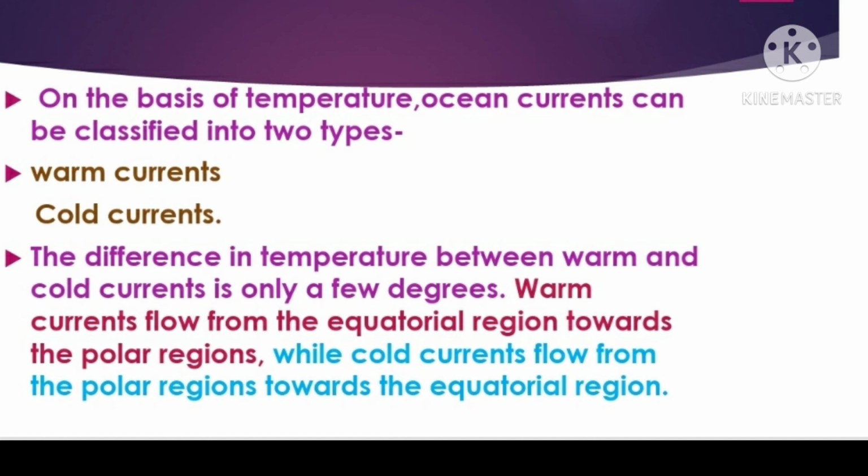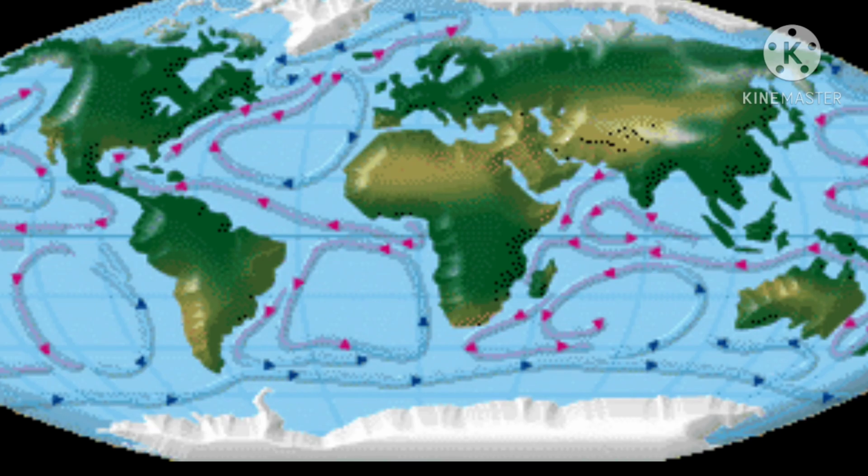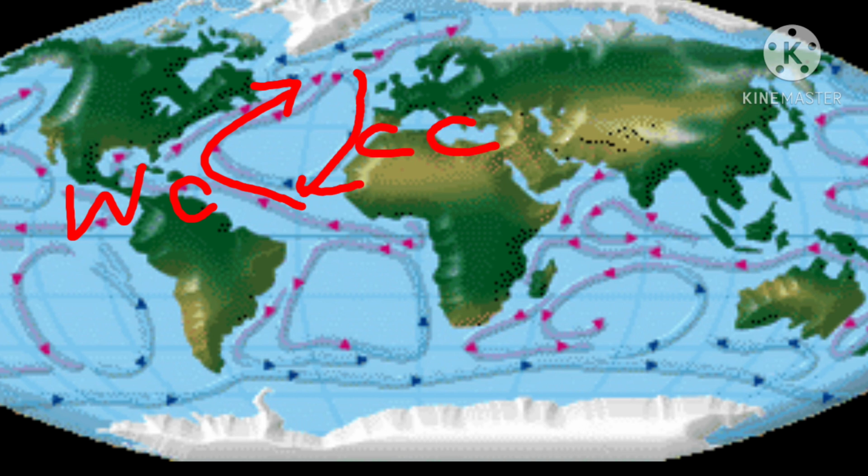Children, you can see the map over here in which you can find the warm current and cold current. You can see the direction in which they are moving. So here warm currents which are in red color are moving from equatorial areas to polar region, and if you see the blue waves or the cold currents, they are coming from polar regions to equatorial region, isn't it?